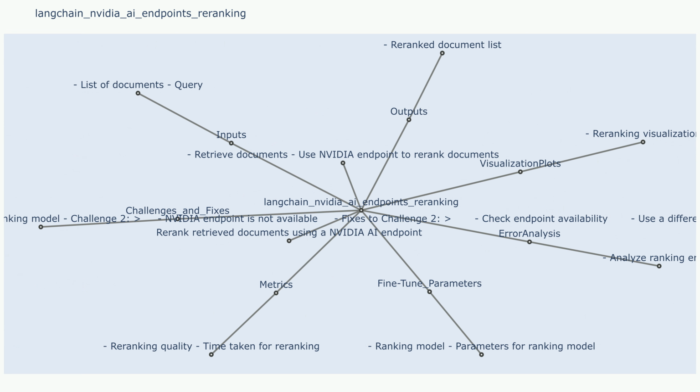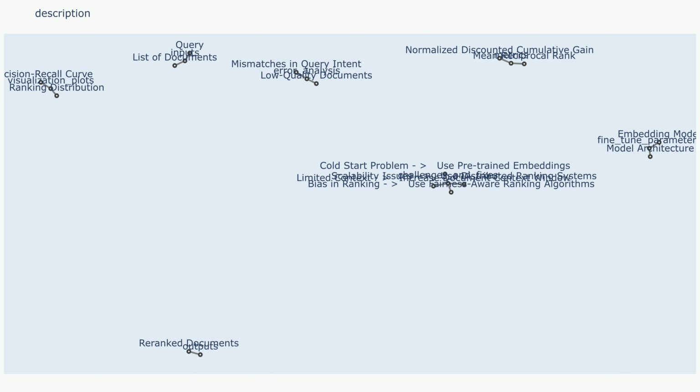Challenge 2. Cold start. Sample use case. The re-ranking model struggles to provide meaningful results for queries that are significantly different from those it has been trained on. Fixes. Hybrid approaches, combining basic similarity-based ranking with re-ranking to handle unseen queries effectively. Dynamic learning, continuously updating the re-ranking model with new data to adapt to changing query patterns. LangChain NVIDIA AI endpoints re-ranking.